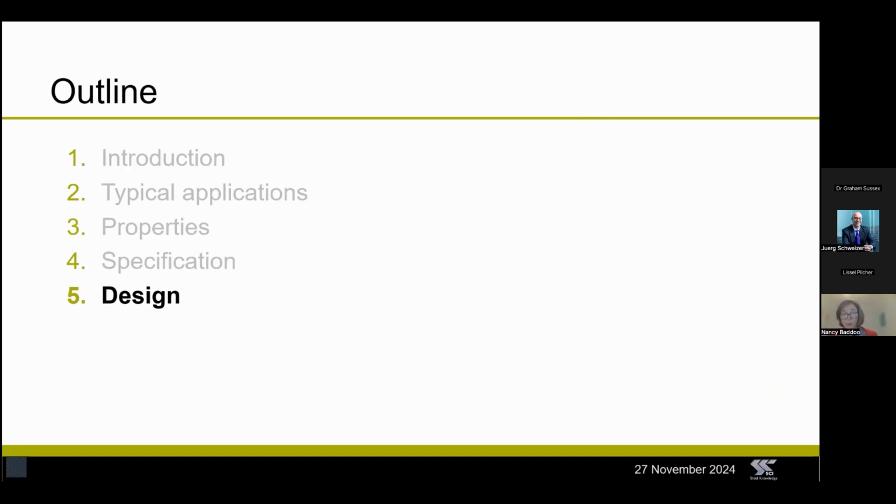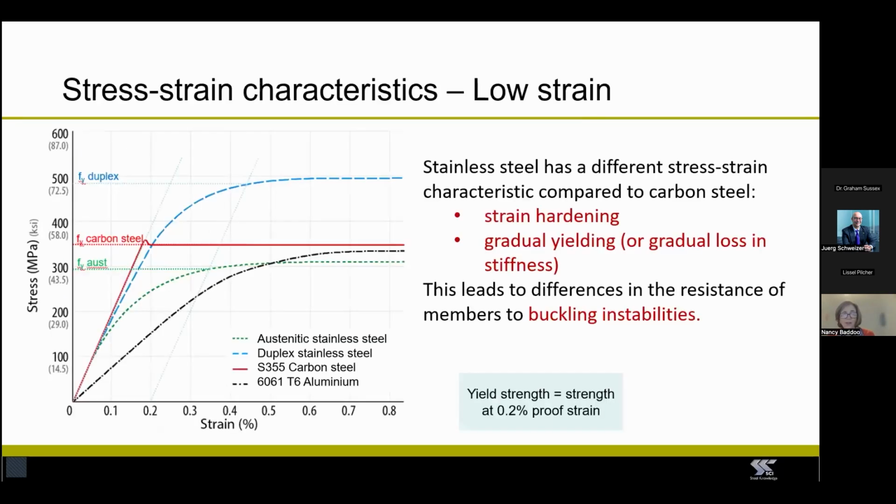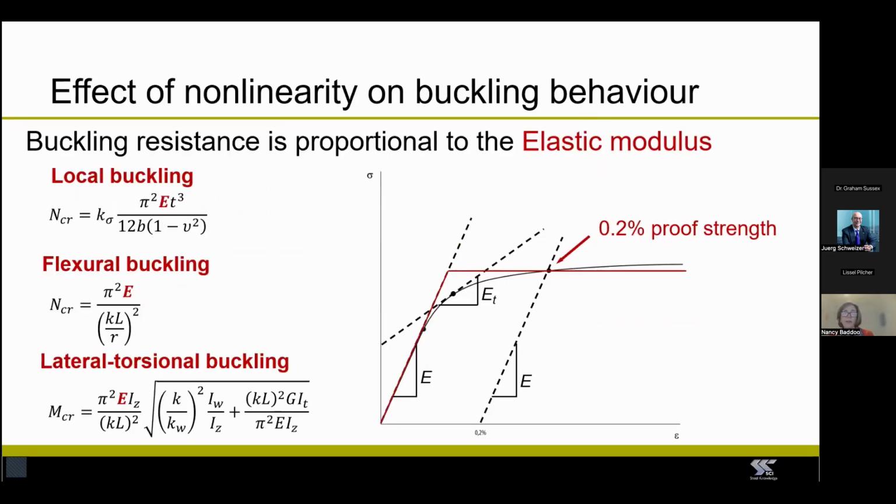Now, for the remainder of our time, I am going to focus on design issues. Let's just look once again at those stress strain curves. And this is why you need special design rules in some instances for stainless steel, because of this non-linearity, which leads to differences in the resistance of members to buckling. So let's look at this in a bit more detail.